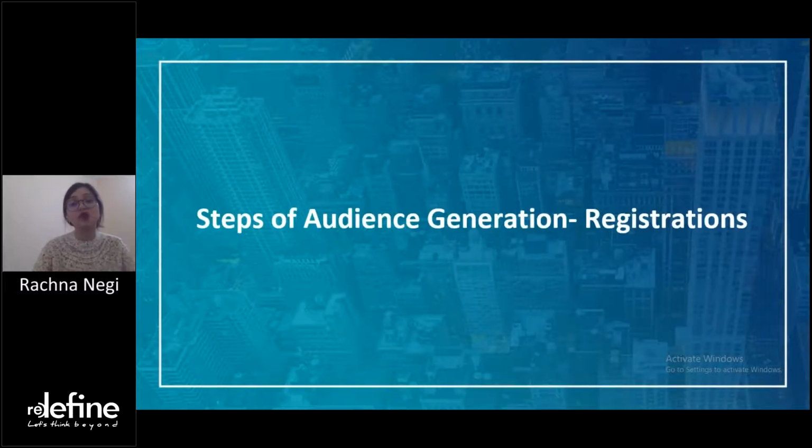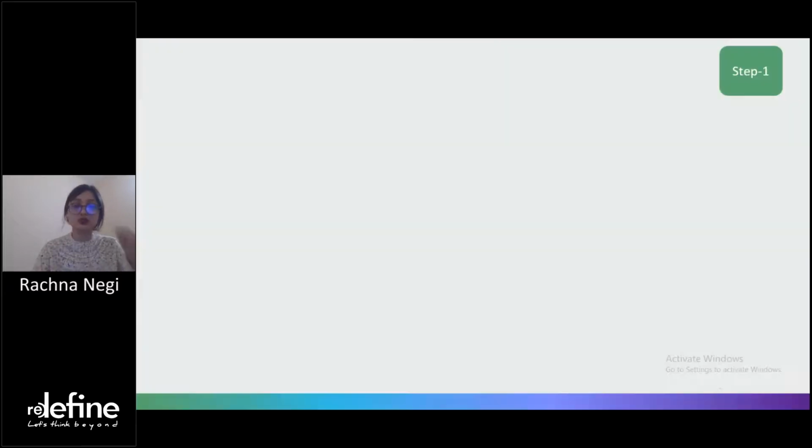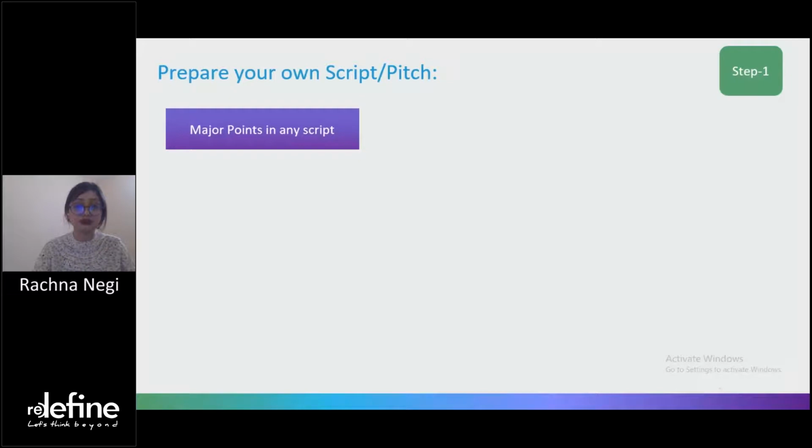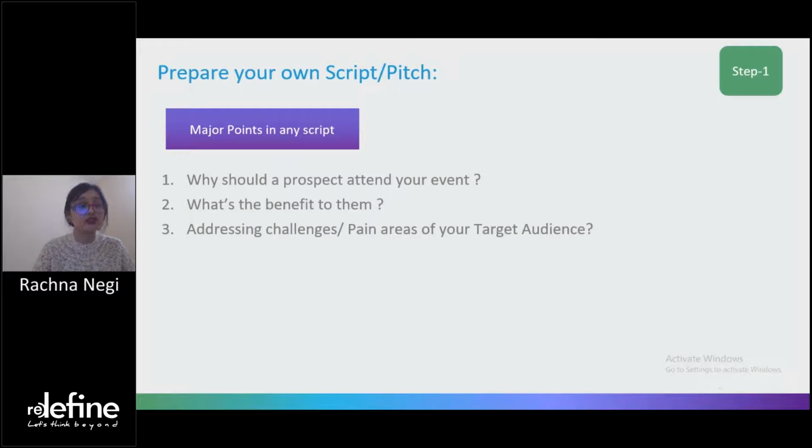Now let's go further and talk about some steps of audience generation in terms of registration. In terms of registration, the first step which all telecallers can follow is you should start preparing your own script. This is not a very tough thing. You can all prepare your own script. You just have to mention the major points in your script: why should a prospect attend your event, what is the benefit to them, and are you addressing the challenge or pain areas of the target audience? These are the three major points you can add in your script.